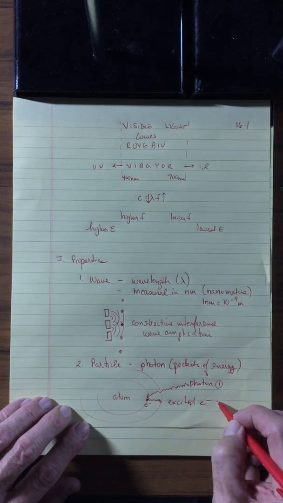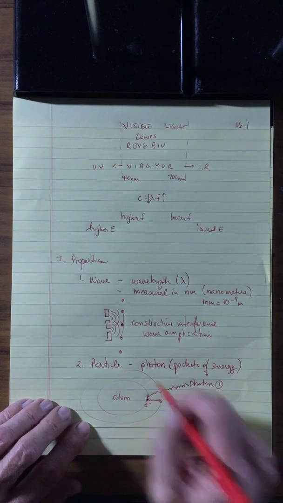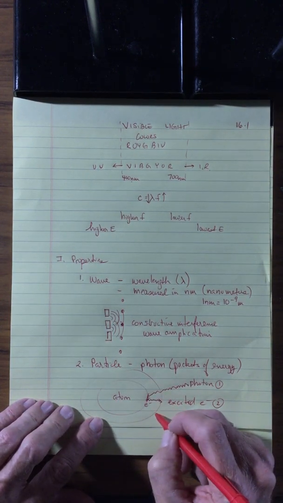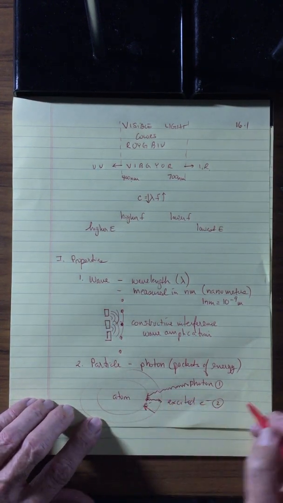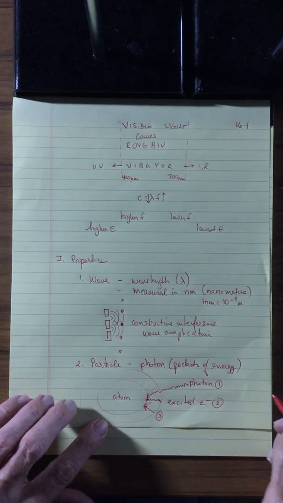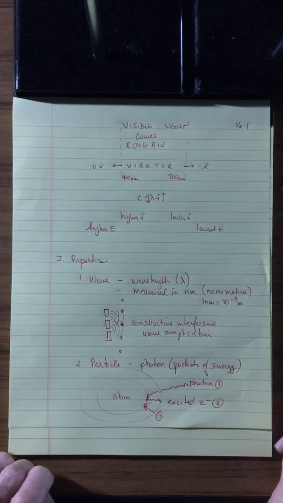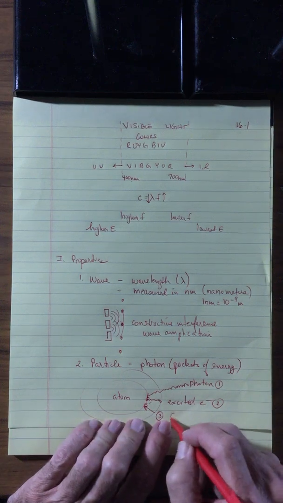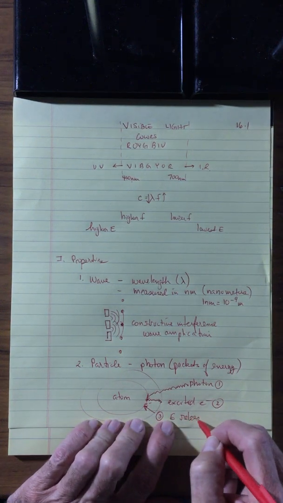So the photon comes in, we got the excited electron, it's spinning around its shell, but then it falls back down to the lower state. And again, as it falls back down to the lower state, the energy is going to be released as light.